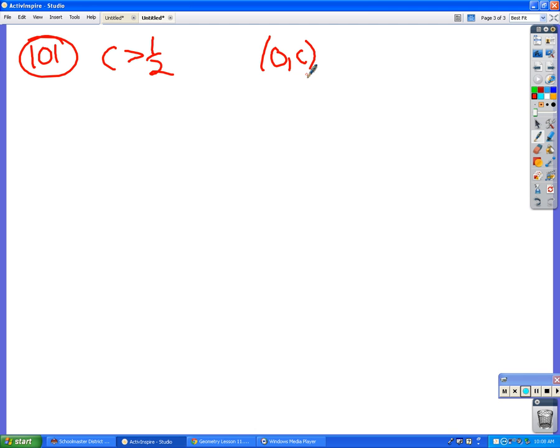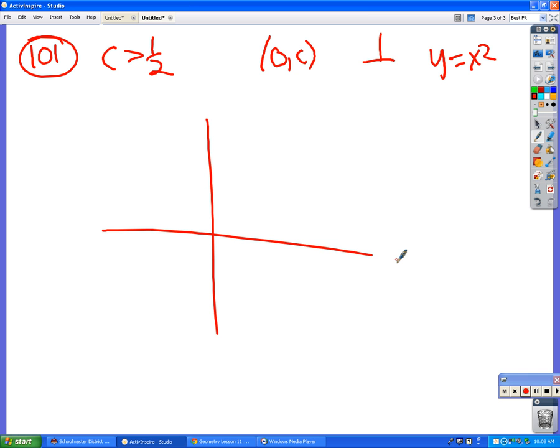What does normal mean? Perpendicular. So the parabola y equals x squared, your standard parabola. So you've got the point (0, c), which is going to be a point somewhere on the y-axis, right? And then you have the graph of y equals x squared, which, like Stephanie said, is your regular old-fashioned standard parabola.